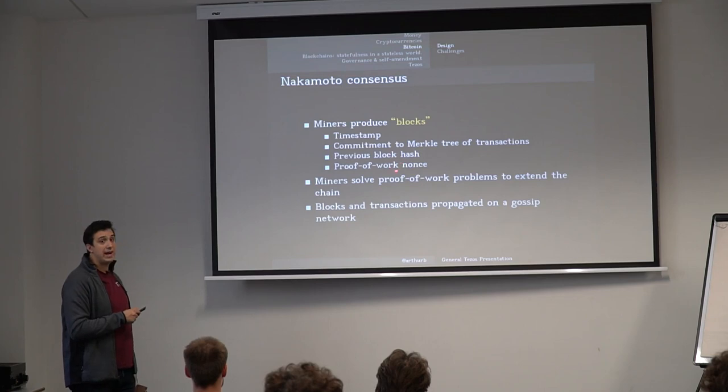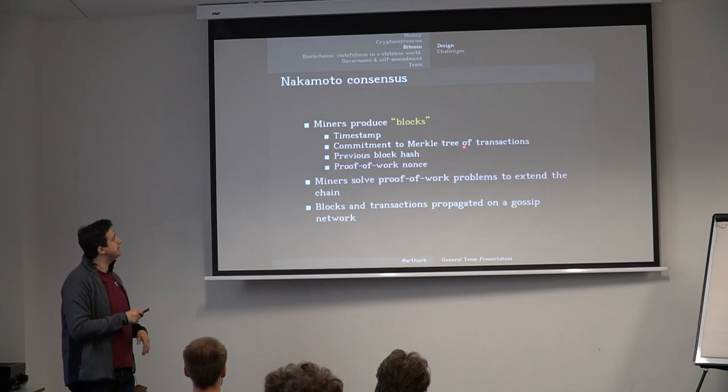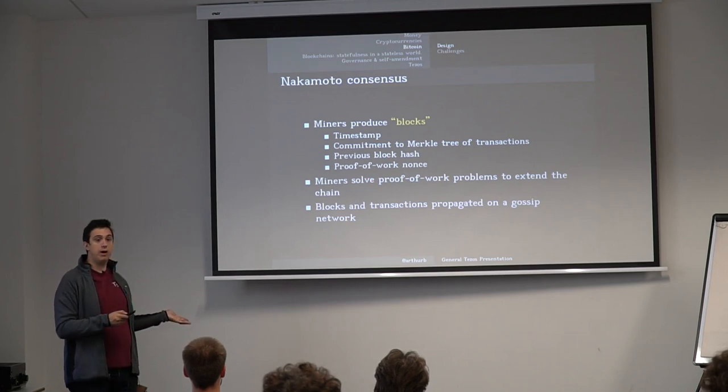You put in the previous block hash, so a block points to a previous block, and then you put in a proof of work nonce. The idea is that if you hash this entire header, it should be below a certain difficulty threshold. So you're going to fiddle with a nonce until your header passes a proof of work problem.